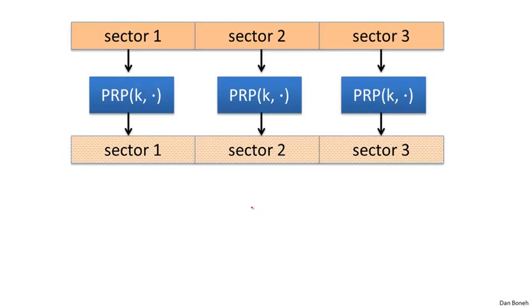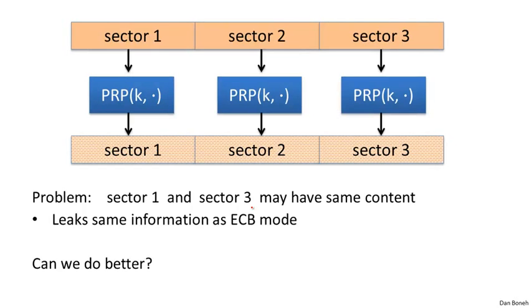Well, we take our disk and we break it into sectors. And now if we encrypted every sector using a PRP under the same key, we run into our standard problem with deterministic encryption. Namely, if sector 1 and sector 3 happen to have the same plaintext, then the encrypted sector 1 would be equal to the encrypted sector 3, and the attacker would learn that the corresponding plaintexts are the same.